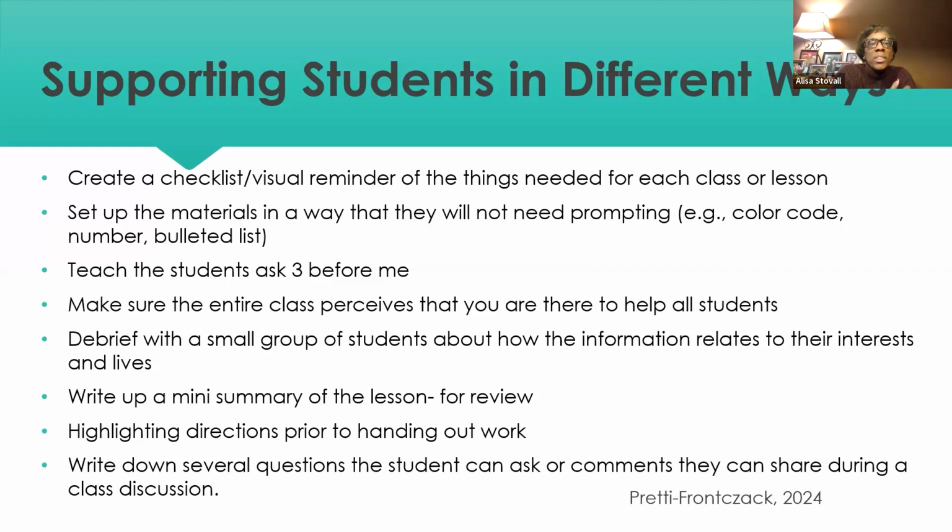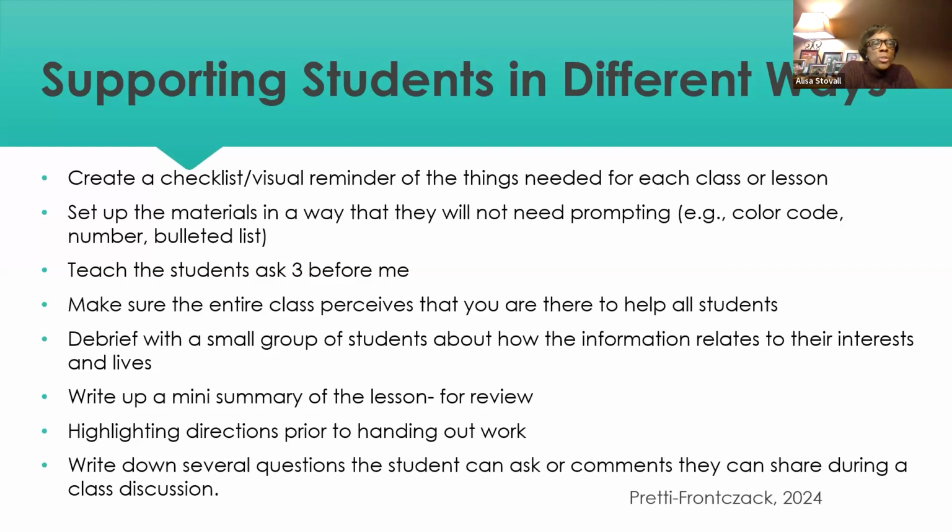Setting up materials in ways that they won't need to be prompted. We do a lot of color coding. This is the folder that you take to math. Everything that's blue goes with that blue math folder, and that goes to math with you. Teaching students to use their peers as appropriate in asking for help or for clarification, understanding when there are times that it's okay to do that, and other times when maybe that's not okay.